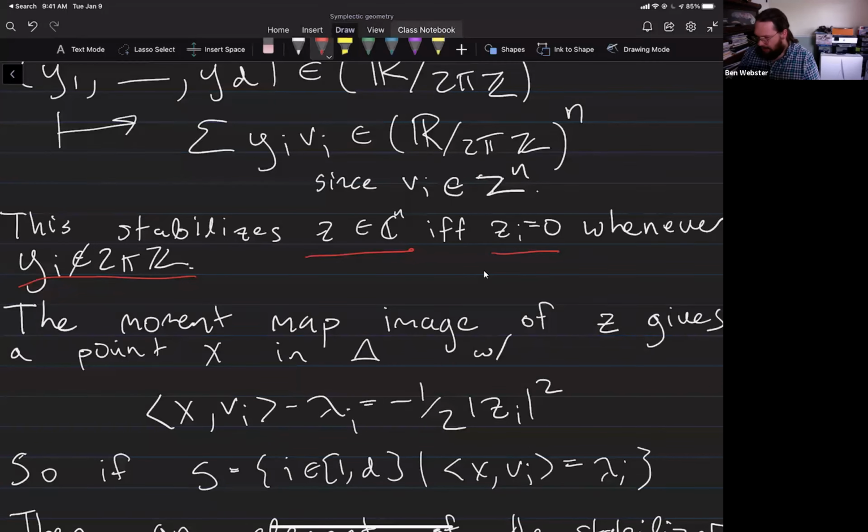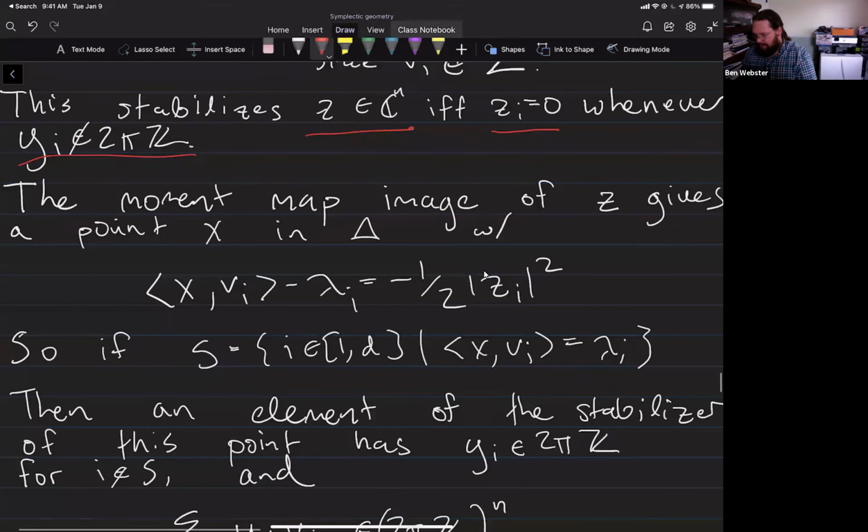All right, so when I take the moment map image, I get a point in delta, and by definition, the inner product of that point with VI minus lambda I is equal to minus 1/2 norm squared of ZI. So this ZI is 0 if and only if the inner product of X with VI is lambda I, if and only if you actually sit on the corresponding hyperplane.